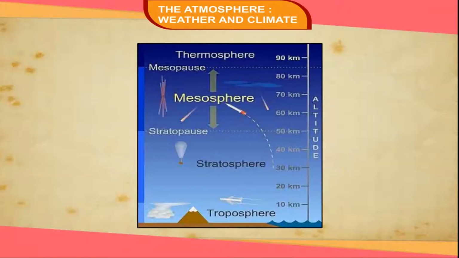Mesosphere. It lies above the stratosphere and extends to about 80 km above the Earth's surface. Here, the temperature decreases with height till it reaches -100 degrees centigrade. This layer has the lowest temperature in the atmosphere. Meteors entering the atmosphere usually burn up in the mesosphere. The upper limit of this layer is called the mesopause.